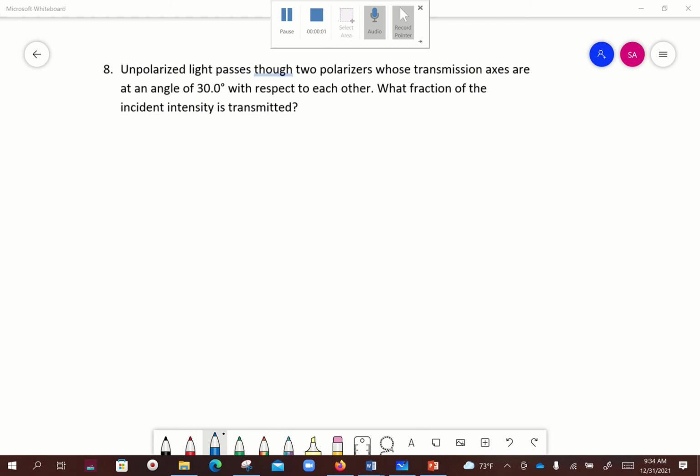The last topic in the chapter is on polarizers and polarized light. And typically what you'll see is a problem where you have light that's either polarized or unpolarized initially that passes through one or more polarizers, and you want to know what's the amount of light that comes out the far side. So we've got unpolarized light in this problem.